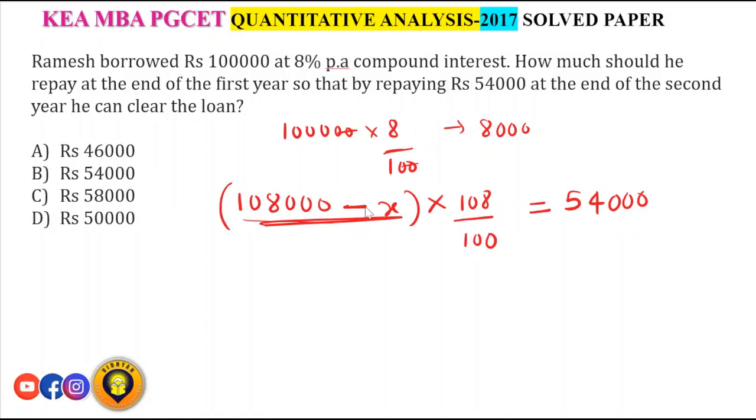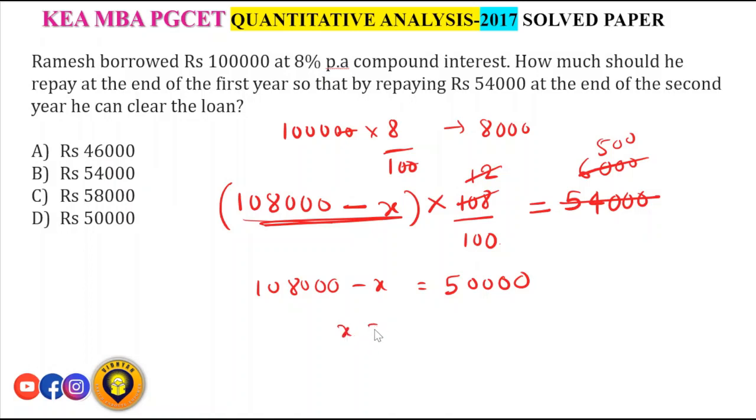Now find the value of X, that is, how much he has repaid. 54,000 is divisible by 9: 9 sixes are 54, so 6,000, then 12 fives are 60, so 500. So 1,08,000 minus X is equal to 500 into 100, which is 50,000. Therefore X is equal to 1,08,000 minus 50,000, which is 58,000 rupees. That is option C, the answer.